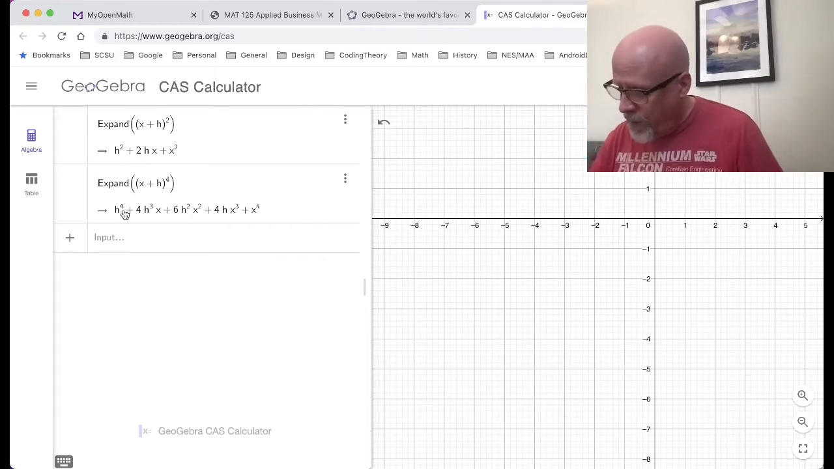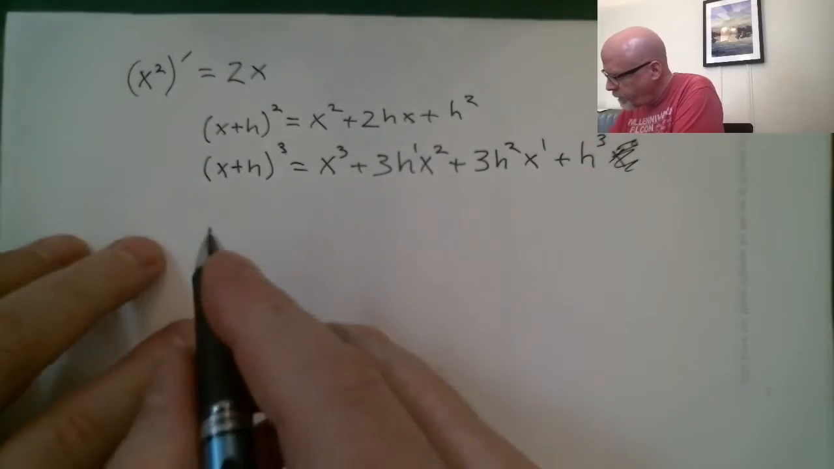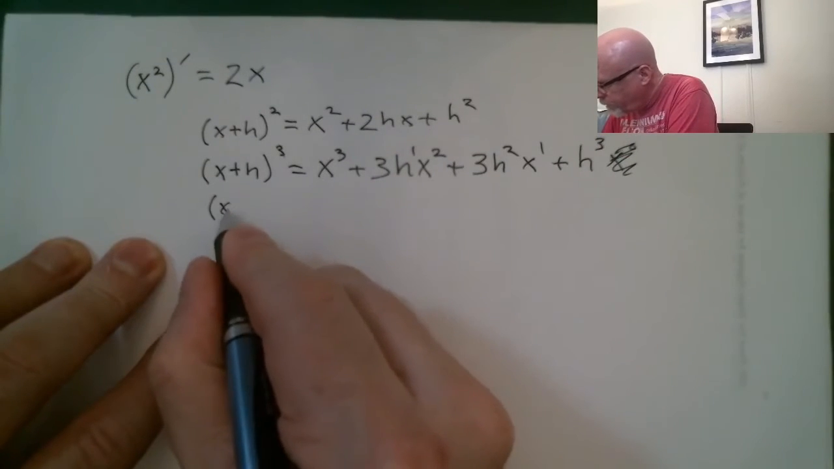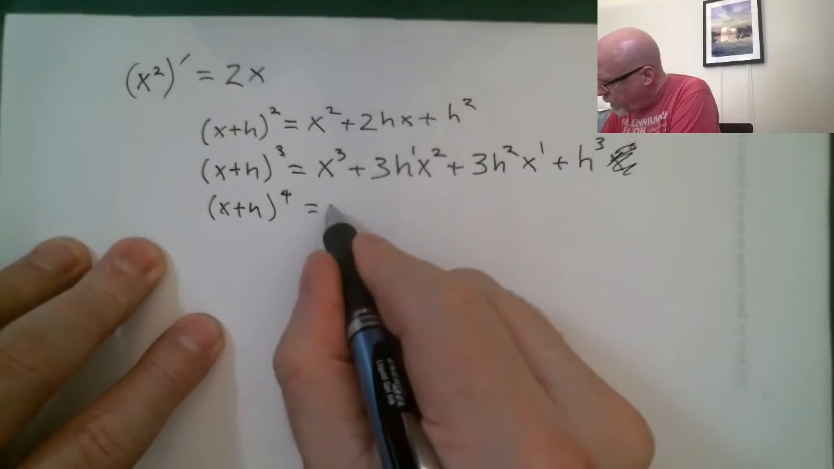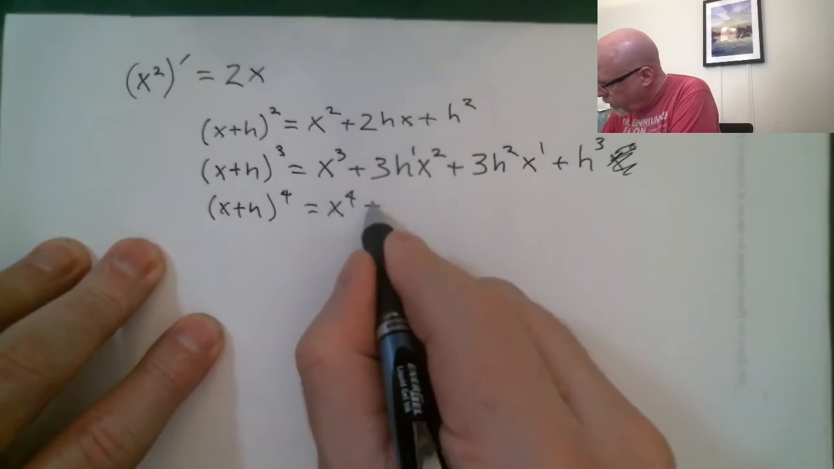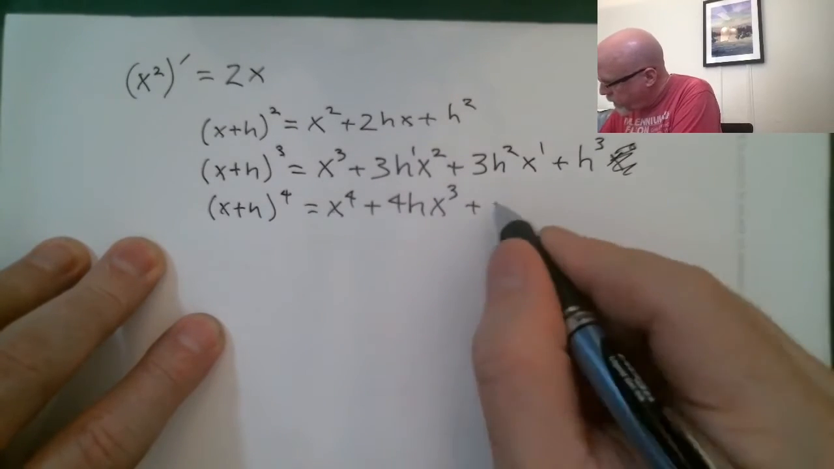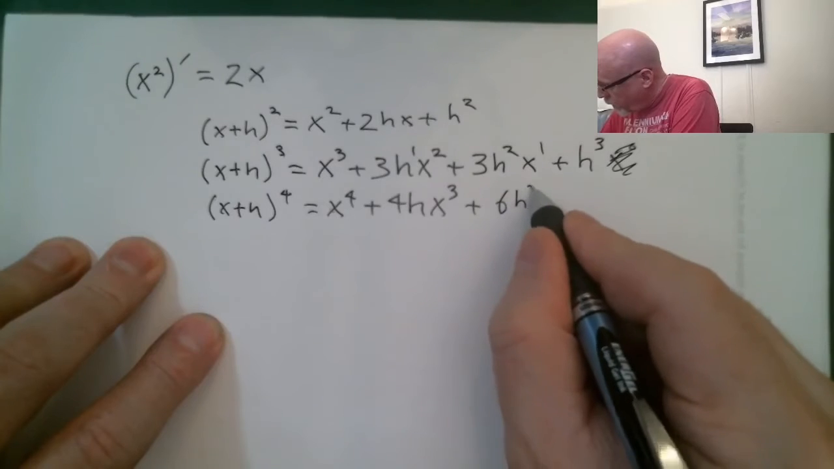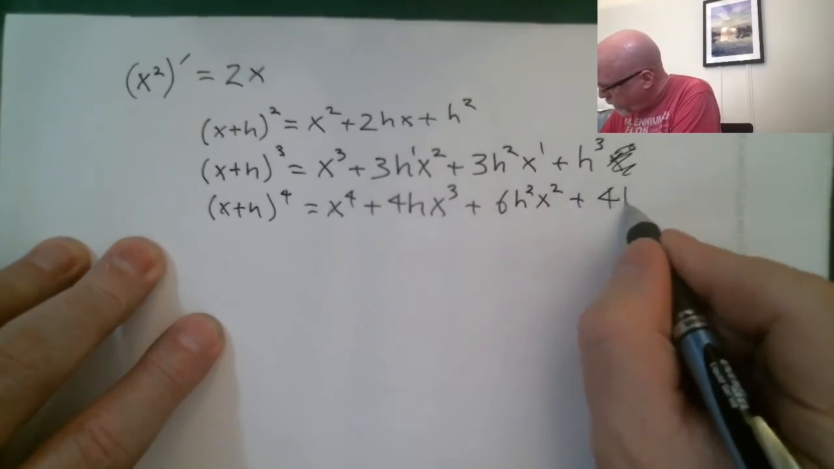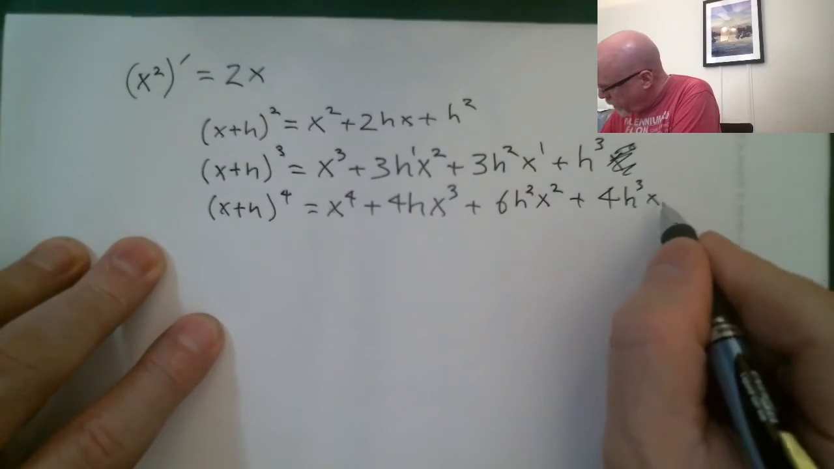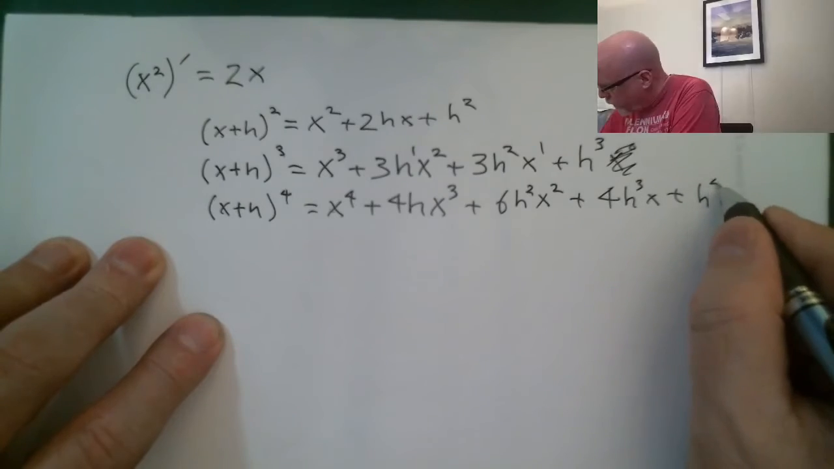Let's, again, put that on paper. x to the 4th plus 4h x to the 3rd plus 6h squared x squared plus 4h cubed x plus h to the 4th.